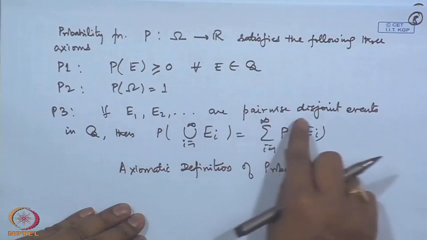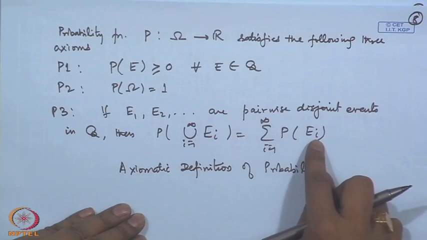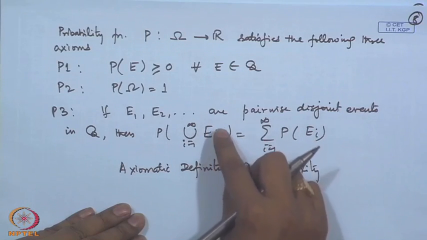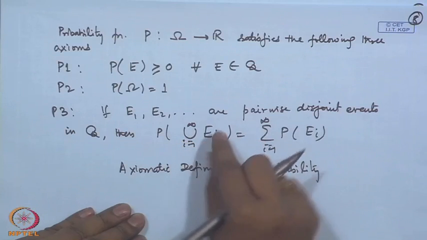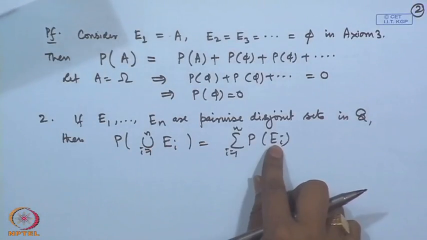If we have any collection of pairwise disjoint sets, then the probability of union is equal to the sum of the probabilities. Now, in this axiom, if we take only a finite number here and the remaining ones I substitute as phi, then this is reducing to this statement.